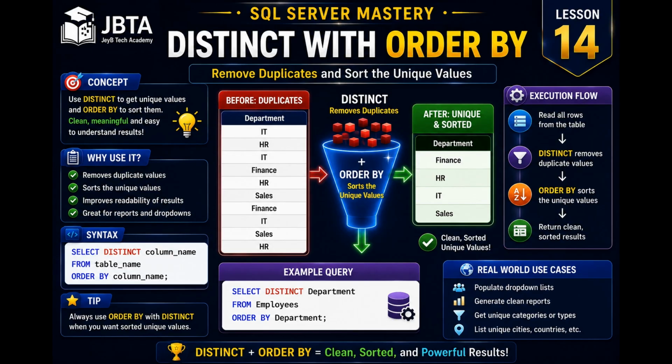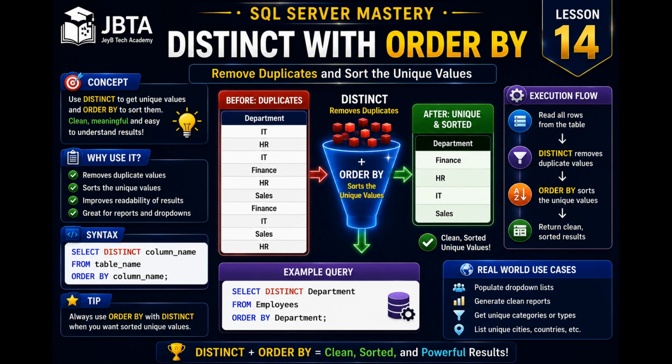Now let's add the order by clause. We write the distinct clause first to remove duplicate values. Then we add the order by clause to sort the remaining unique values alphabetically. When SQL Server executes the query, it first removes all duplicate department names. After that, it sorts the unique department names in ascending order. The final output becomes much cleaner and easier to read. Instead of a random list, the departments now appear in alphabetical order. For example, finance, HR, IT, marketing, sales, support.